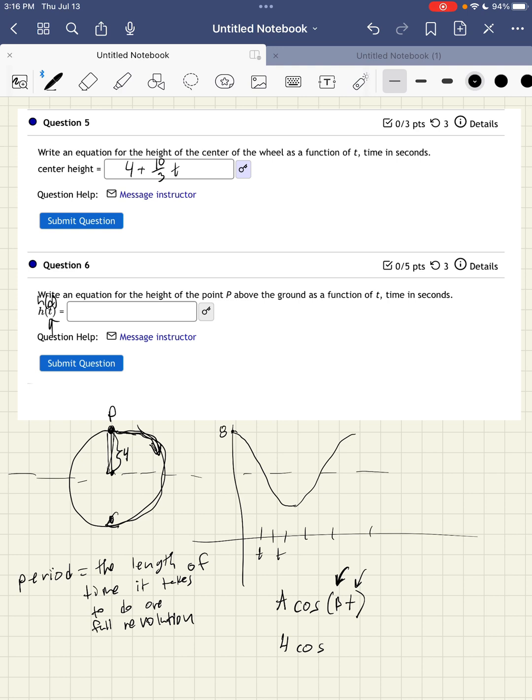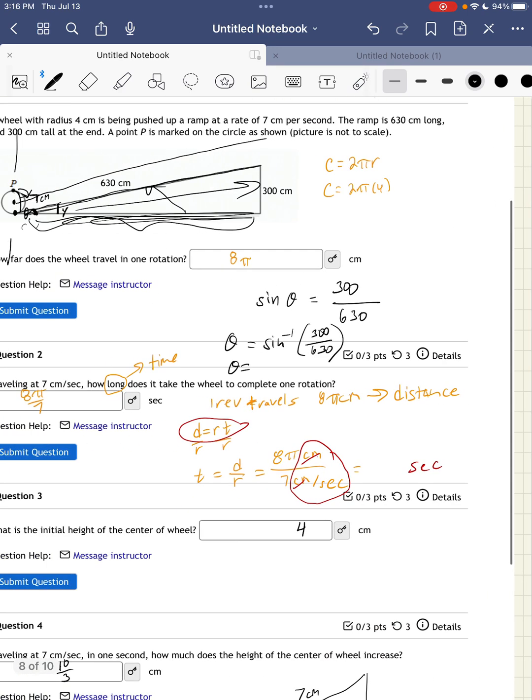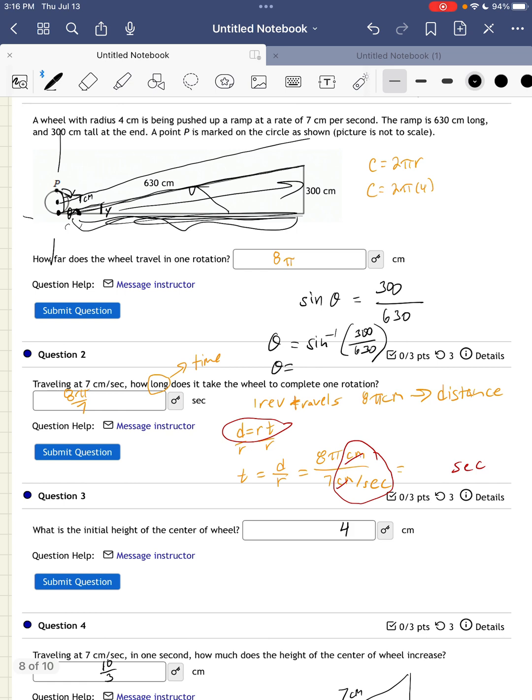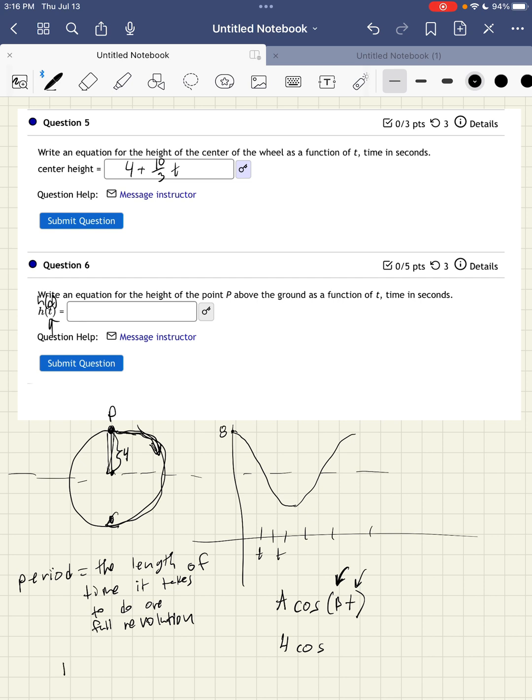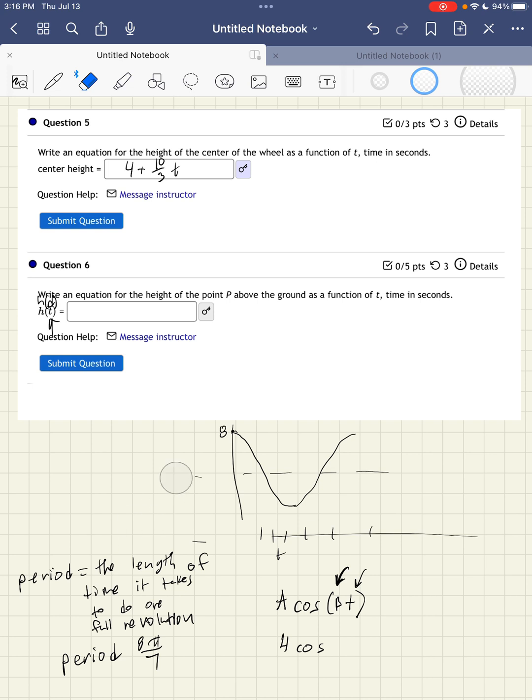Okay, so we look back at our answers in the previous page, and they actually made us calculate this already. It says traveling at this speed, how long does it take the wheel to make 1 full revolution? So it's 8 pi over 7. So the period is 8 pi over 7. So I'm going to erase this. We don't need that so much either.